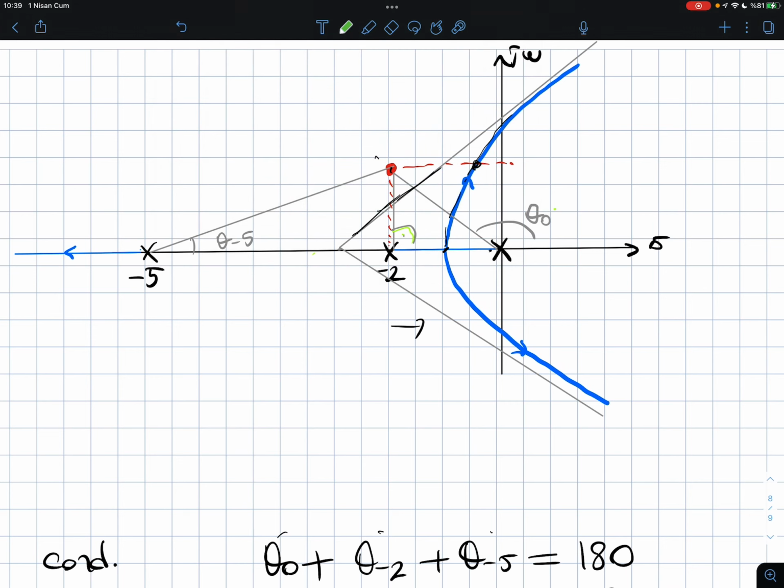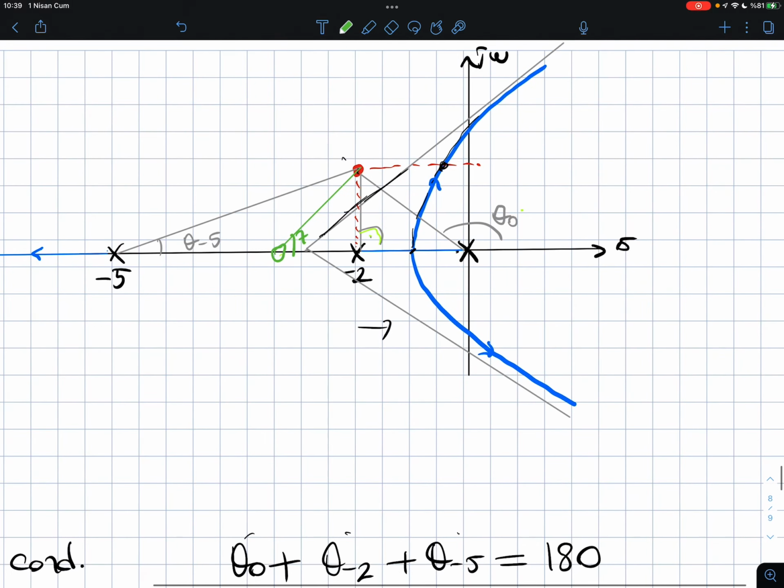Maybe I should change the color here. The zero should be here. And I then draw a line from this zero here. And this angle should be the given angle, 78.69 degrees.